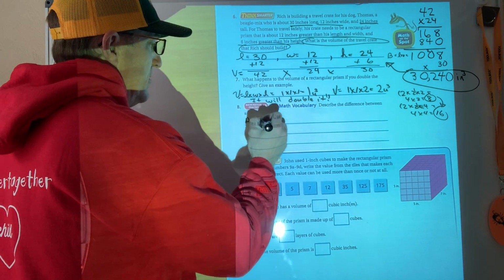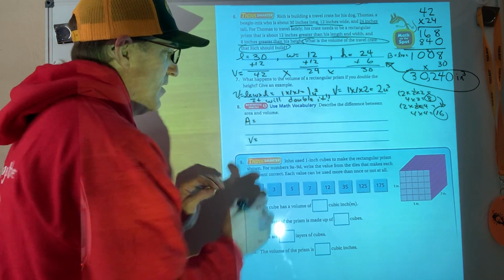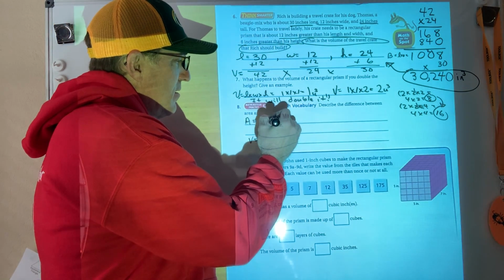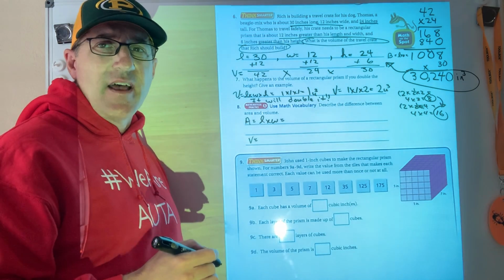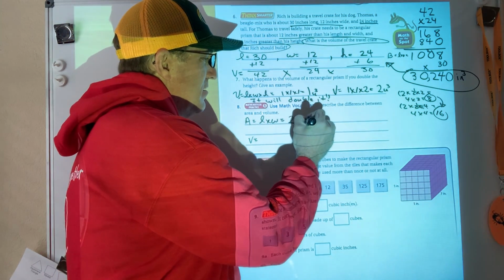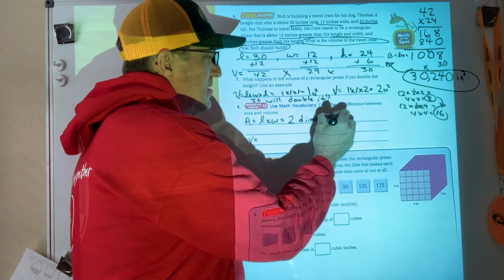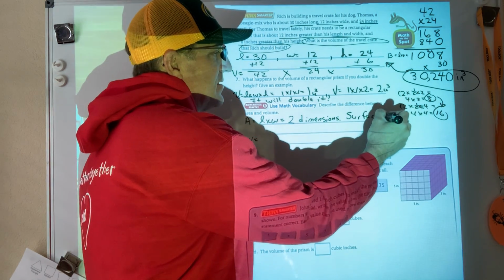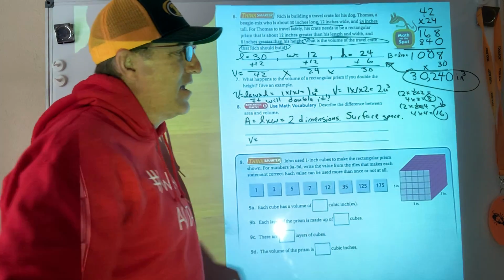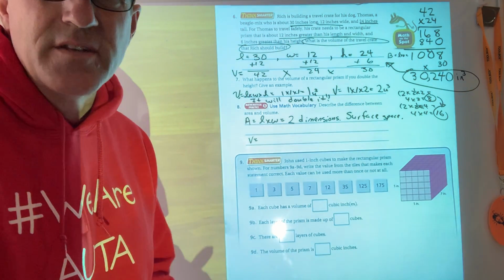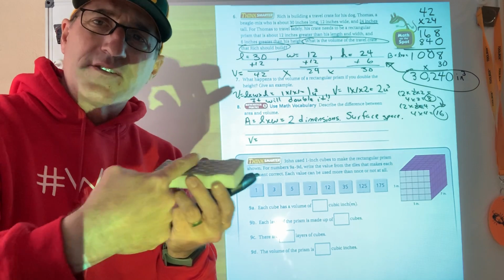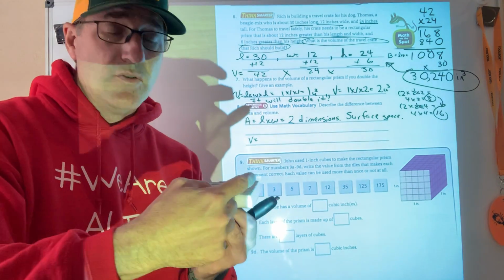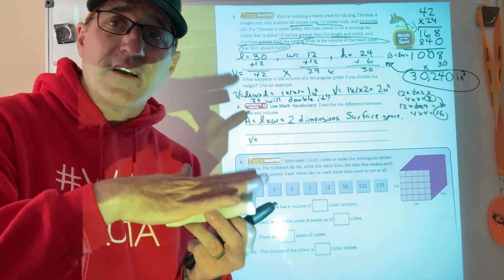Okay, describe the difference between area and volume. So area, and we'll do volume. So what is area? Area is length times width, right? How many dimensions is that? It's 2-dimensional. Okay, this is surface space. How much is on the surface? What's the area of this? They're going to talk about surface area pretty soon for you with rectangular prisms, right? So surface area. Area is how much is on top.